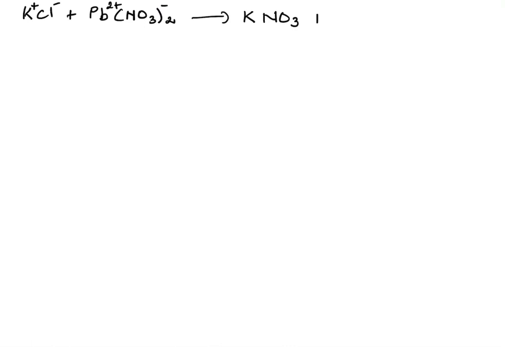Now the second product. Combine the anion from the first reactant with the cation of the second reactant. So we'll see lead, PbCl2. So this is how we write down the products. One is potassium nitrate and the other one is lead chloride.